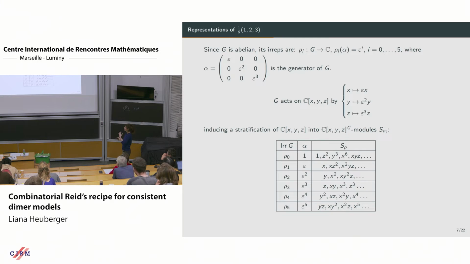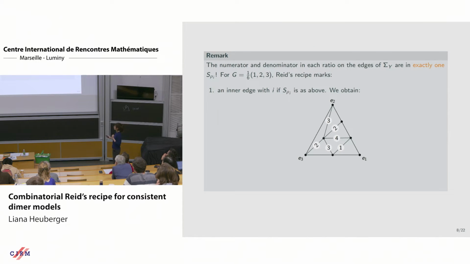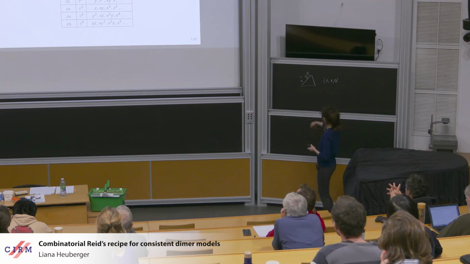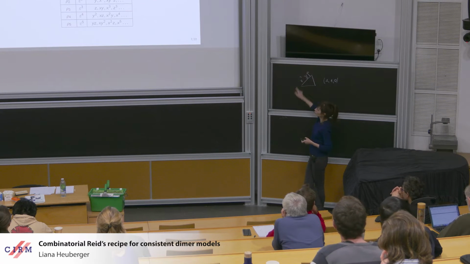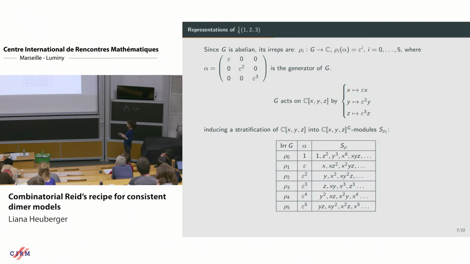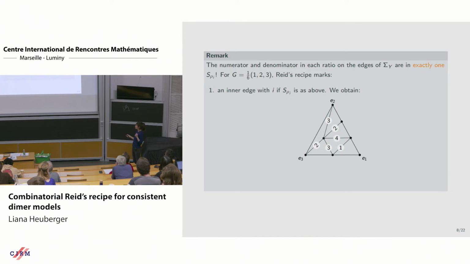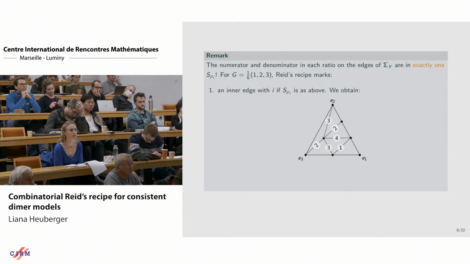And so now, what is the observation? The numerator and denominator in each of the ratios that I had here is in exactly one of these S rho i. So in particular, if you look back, here we had x squared and y, and they are both in rho 2. And so the recipe tells you that once you have this, you mark the respective segment with 2. You proceed this way, and you mark every segment that is here.